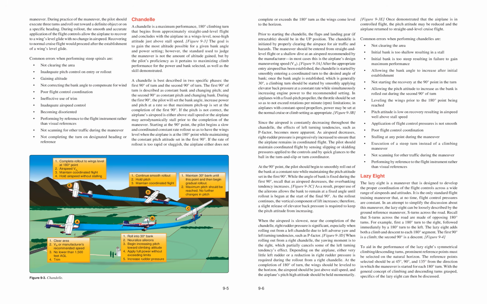Initial bank is too shallow, resulting in a stall. Initial bank is too steep, resulting in failure to gain maximum performance. Allowing the bank angle to increase after initial establishment. Not starting the recovery at the 90 degrees point in the turn. Allowing the pitch attitude to increase as the bank is rolled out during the second 90 degrees of turn. Leveling the wings prior to the 180 degrees point being reached. Pitch attitude is low on recovery, resulting in airspeed well above stall speed.